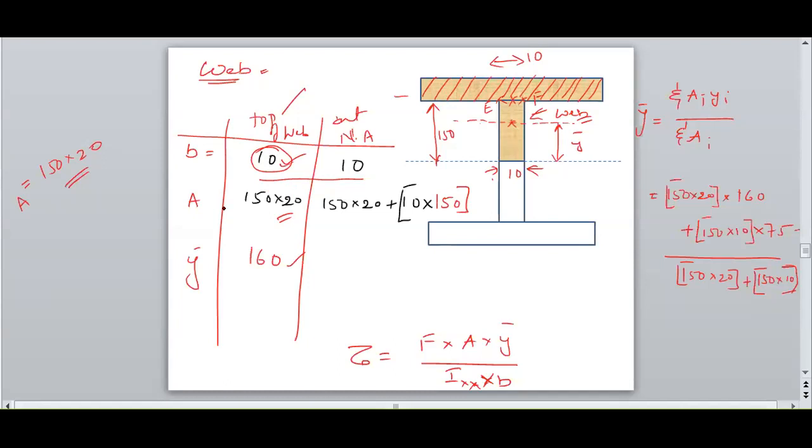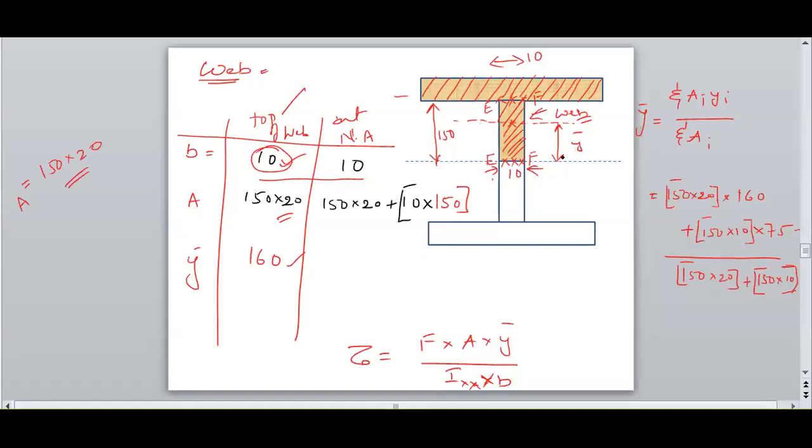Next, I need to shift the EF line towards the neutral axis. Now I need to get the shaded area. Now the shaded area will be a T cross section.